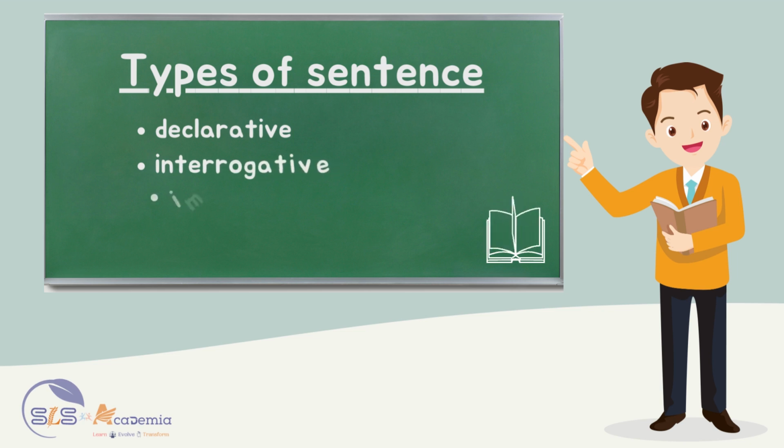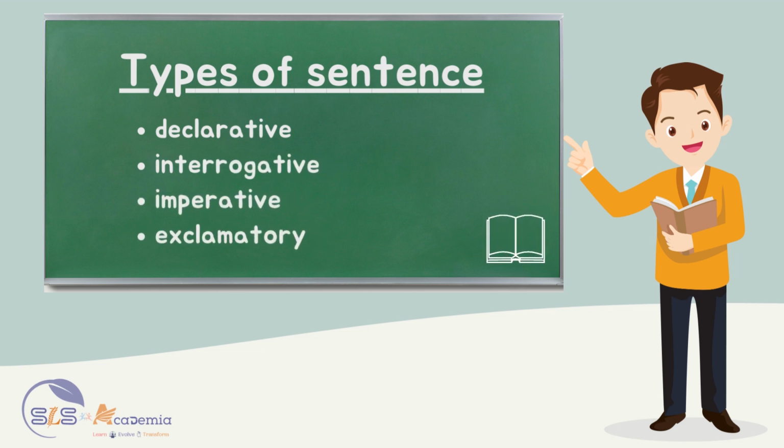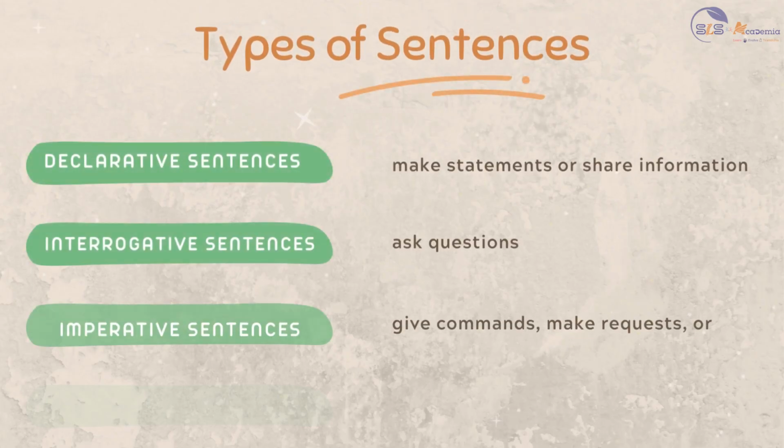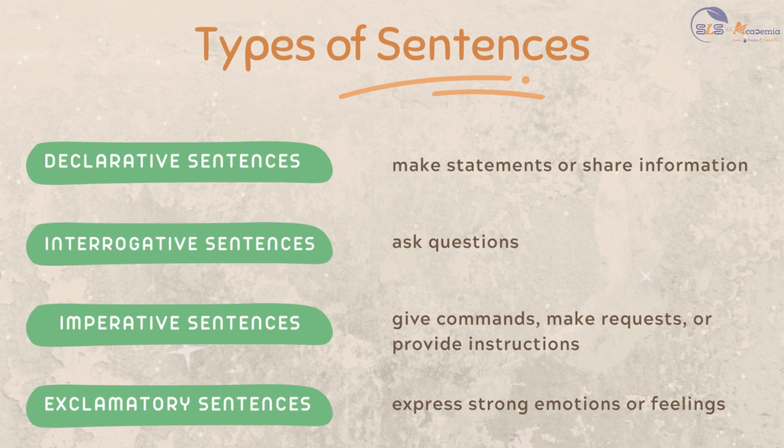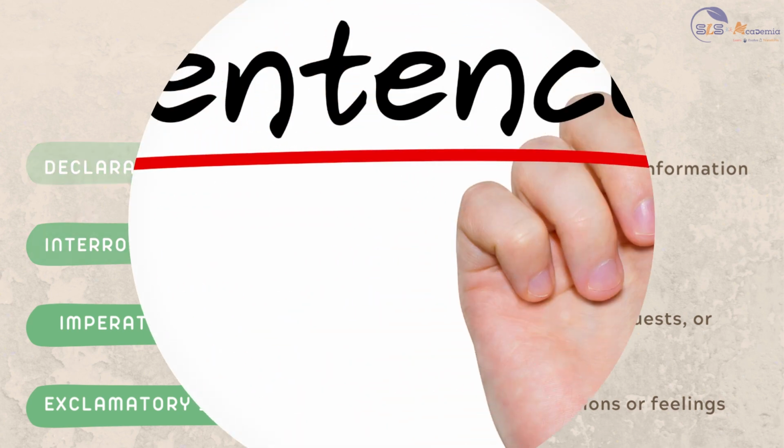In this lesson, we have covered the four main types of sentences in English: declarative sentence, interrogative sentence, imperative sentence, and exclamatory sentence. Remember that declarative sentences make statements or share information. Interrogative sentences are used to ask questions. Imperative sentences give commands, make requests, or provide instructions. And lastly, exclamatory sentences express strong emotions or feelings.